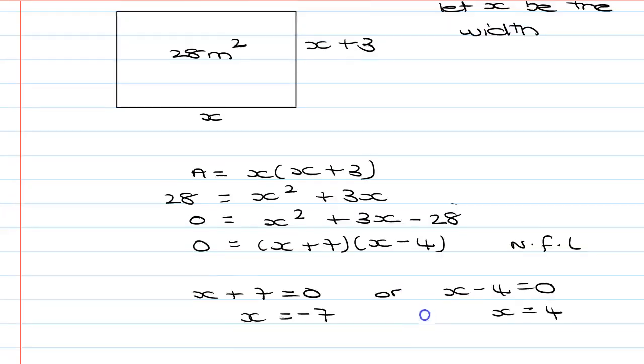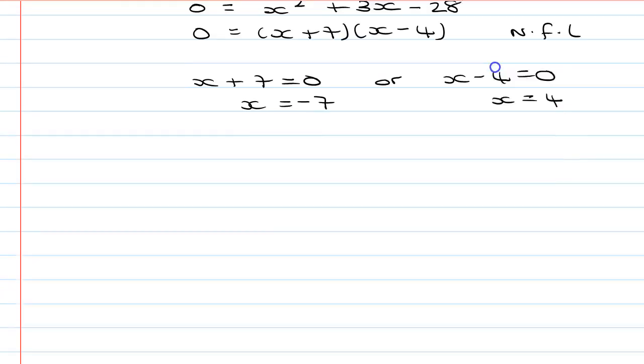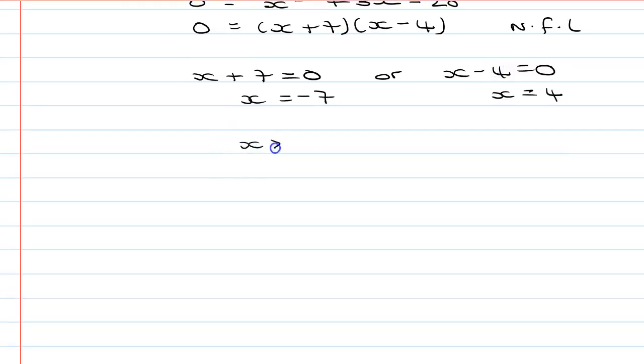Now let's go back to the original question and try to make some sense of our answer. Look at this. Can we have a negative length? No. x has to be greater than 0. So we can ignore that solution. Therefore our solution is x equals 4.